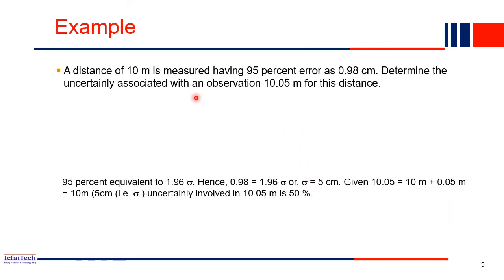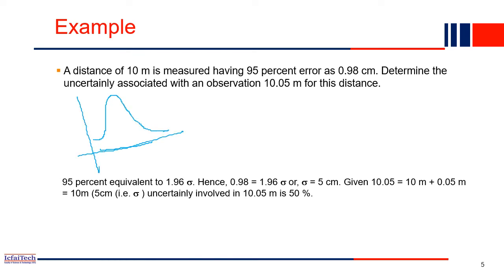So here a small example I have explained. Consider a distance of 10 meters measured, having a 95% error of 0.98 centimeters. So you have measured a total 10-meter distance, and this 10-meter distance has a 95% error, which is 0.98. If you draw the histogram of this measurement, it looks something like that. The last slide I already explained this.